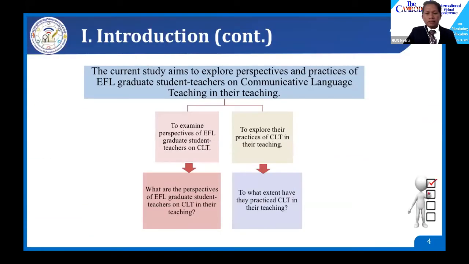This research is guided by two main research objectives. One mainly focuses on the perspectives of EFL graduate student teachers on communicative language teaching, and the other focuses on the practices of communicative language teaching. These two objectives are also guided by two main questions. The first looks at the area of perspective of EFL graduate students, specifically what they believe. And the other focuses on the extent to which the participants have practiced it in their socio-cultural working context.